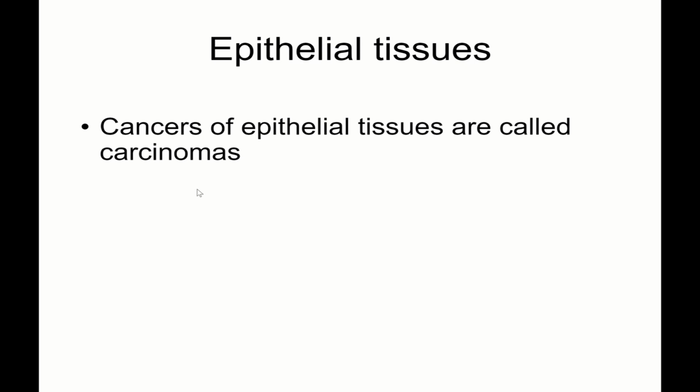Cancers of epithelial tissue are called carcinomas. And remember, epithelial tissues are found all throughout the body. We touched on some different places that they would be found. So you can have lots of different types of carcinoma.